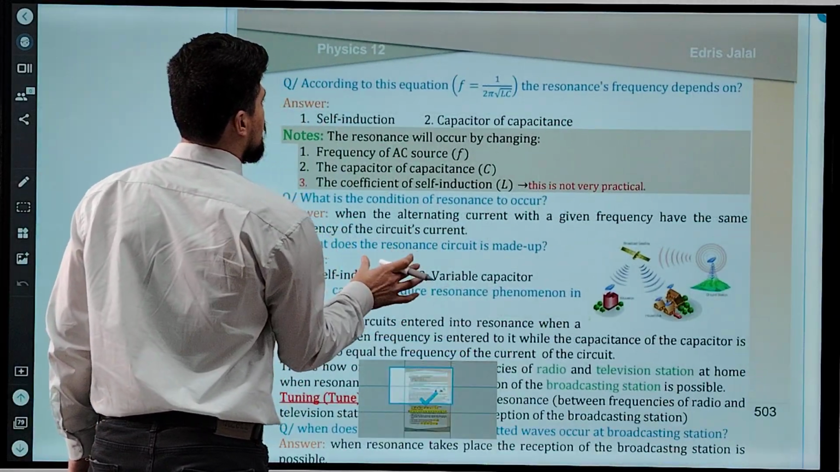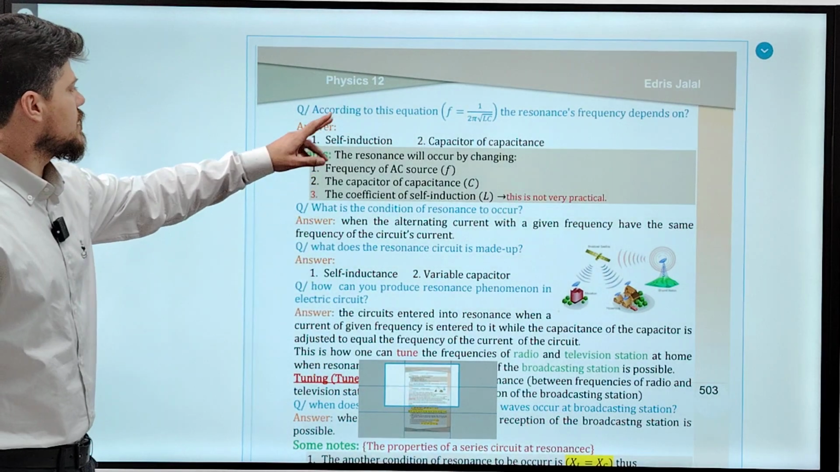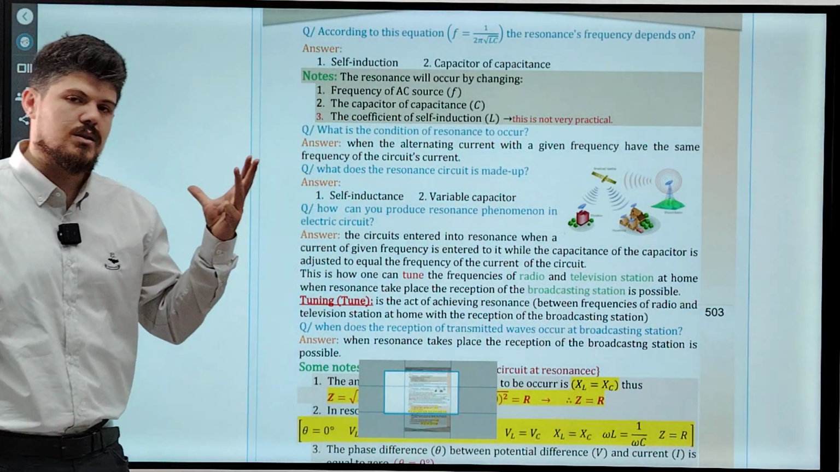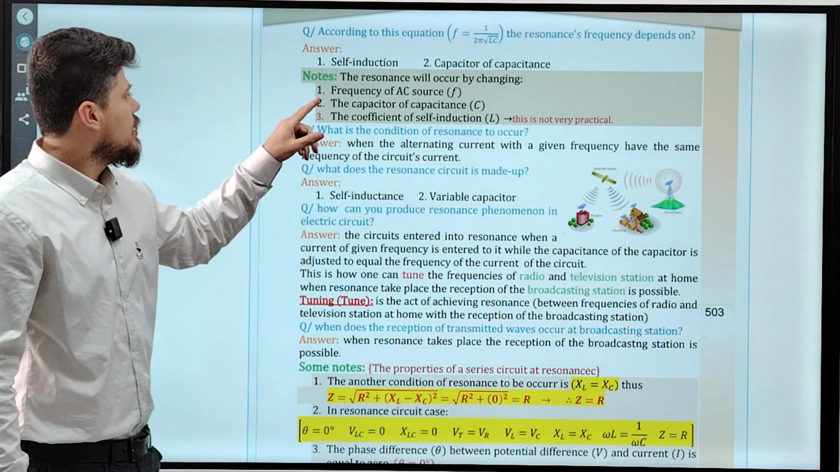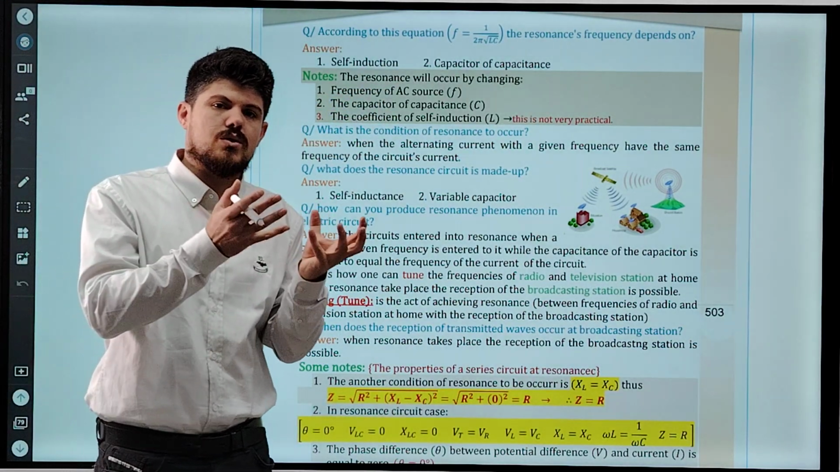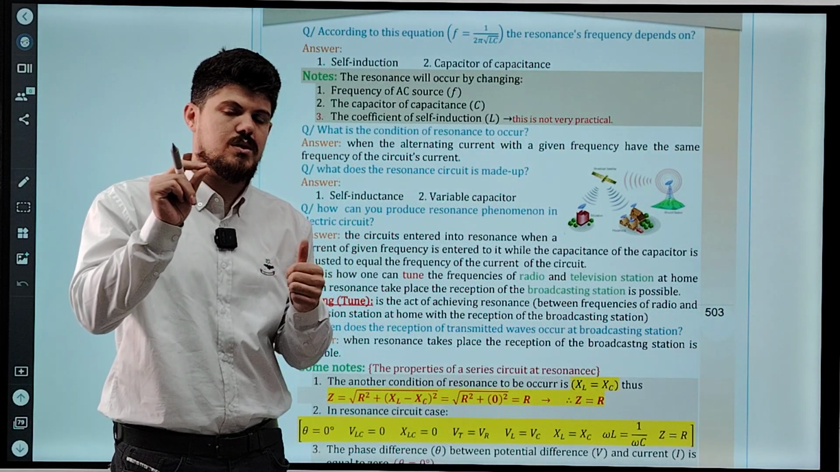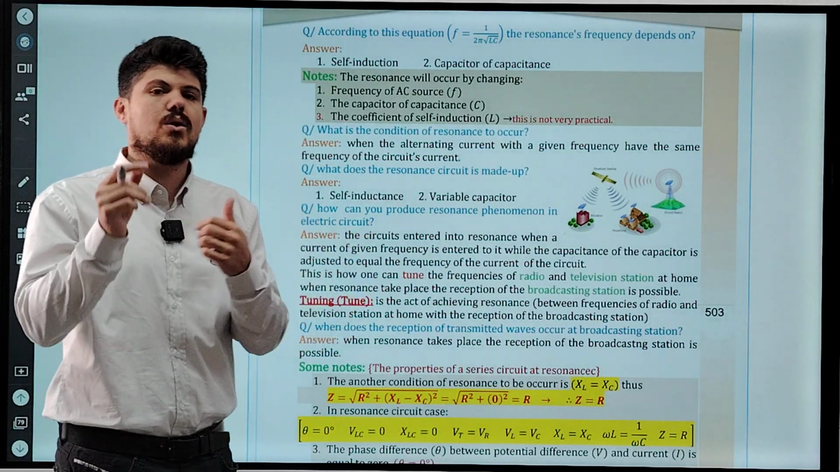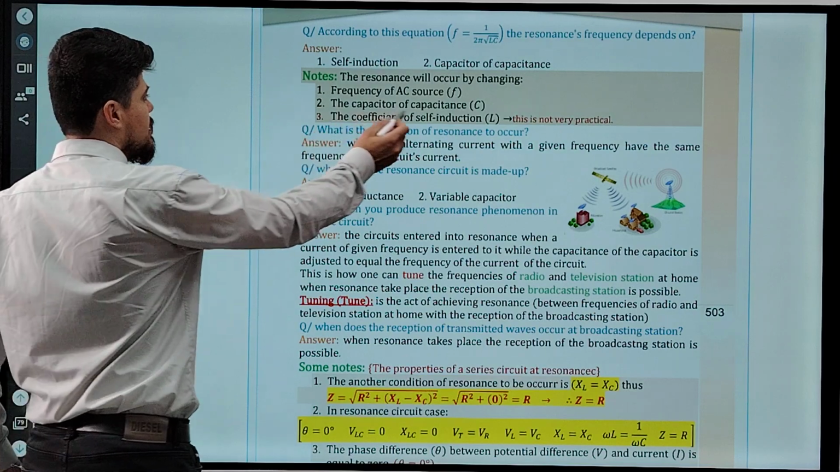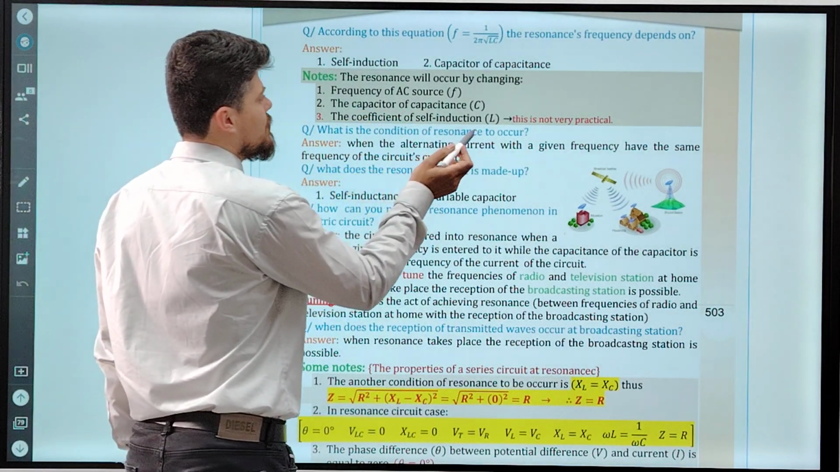According to this equation, what does the frequency of the resonance depend on? The coefficient of self-inductance and the capacitance. The resonance will occur by changing what? By changing three factors, we can achieve the resonance. First, the frequency of the AC source: by changing the frequency of the given AC source to the circuit, you can achieve the resonance. And also by changing the capacitance or the coefficient of self-inductance. But this one is not very practical.